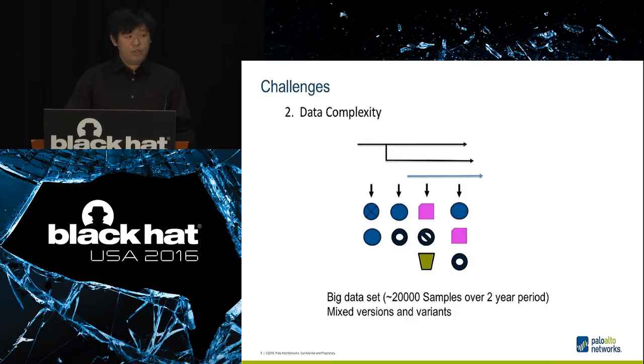The second challenge is the data complexity. We have a large big data set, 20,000 samples over a 2-year period. Also, at the same time, we may have different versions and variants mixed together. Data complexity makes our work harder. Now, I will let my partner Tongbo talk about the details of our approach and how we deal with these challenges.